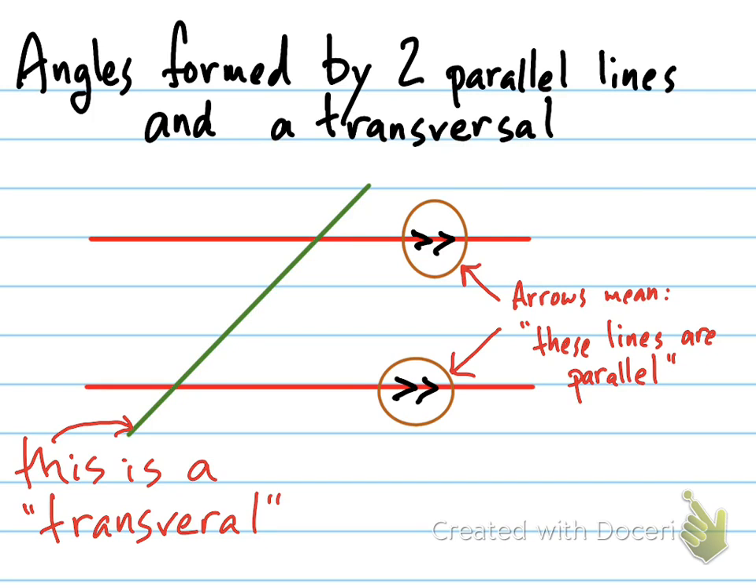Okay, so when you take a look at that situation, you see that by numbering there, you get 8 angles. All right, and so there's a lot of different pairs of angles in this situation, and we want to group them together and give them some terminology to kind of keep them straight. So that's what this video is about.